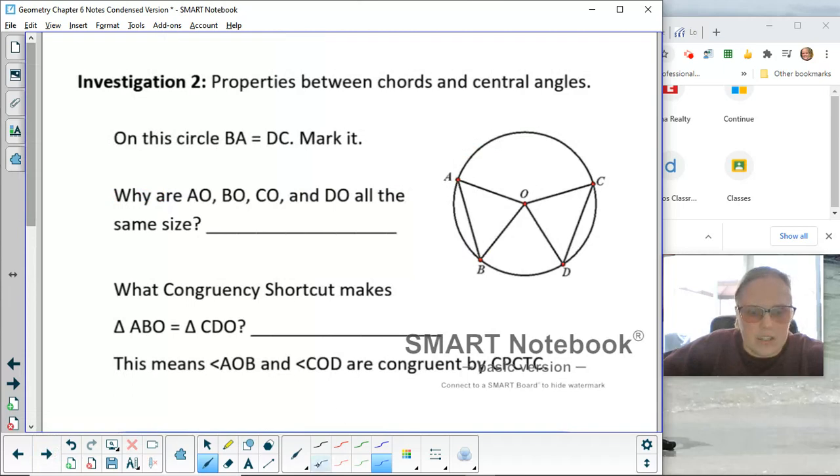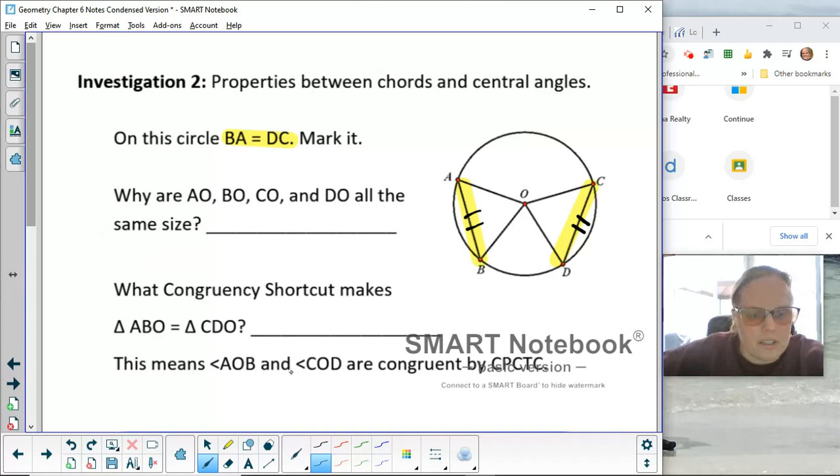All right, investigation number 2, properties between chords and central angles. So the first thing says, on this circle, mark that BA and DC are equal. So BA and let me straighten that out there. DC are equal. Now to mark them as equal, I have to use hash marks. So I'm going to put in 2 hash marks on each of these, showing that they are the same measurement.